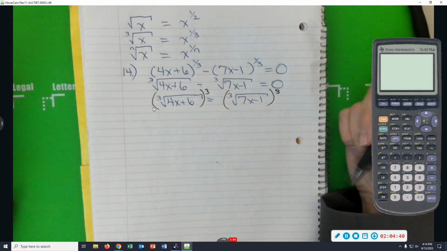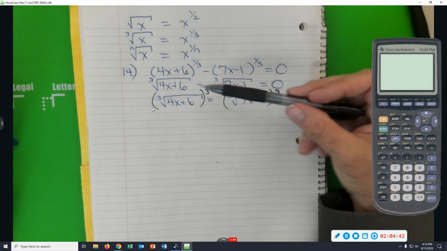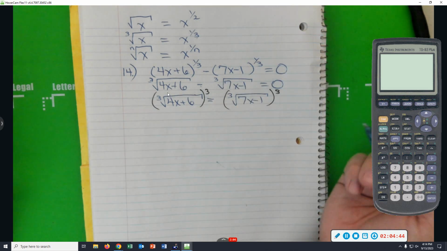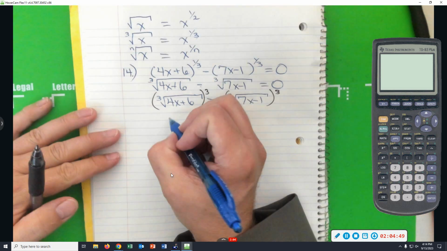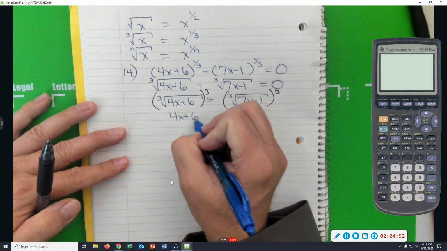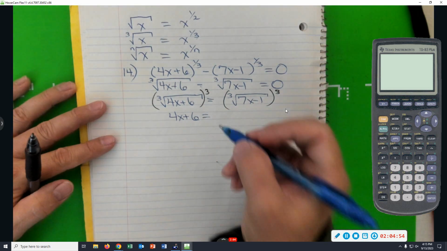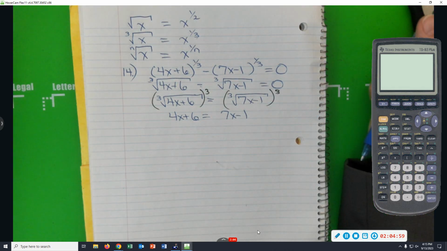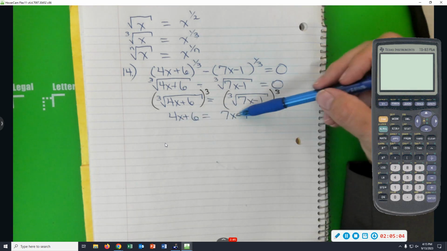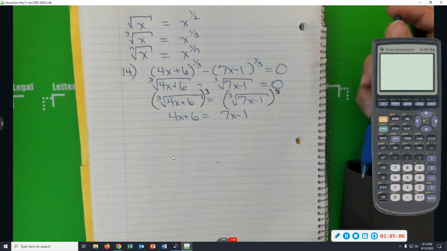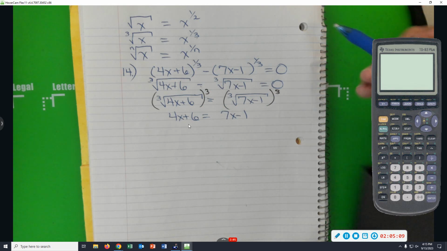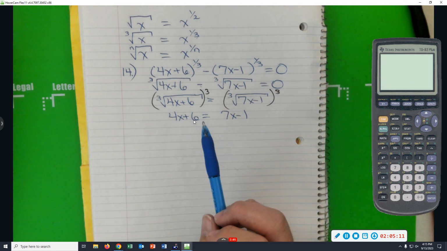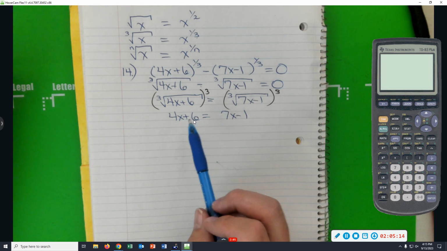We cube both sides. What happens when you cube the cube root? That gives us just 4x plus 6 equals 7x minus 1. Are we going to have to get this set equal to 0 and factor? No, because there's no x squared, so we're not going to have to try to factor. We just isolate the variables. I think I'll isolate in a way so that I decrease the number of negatives.